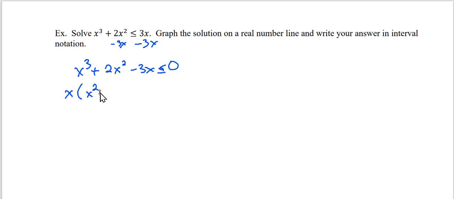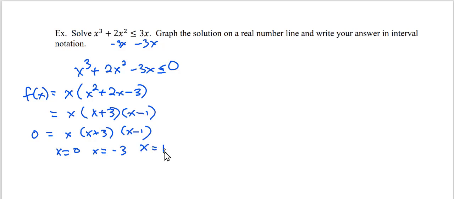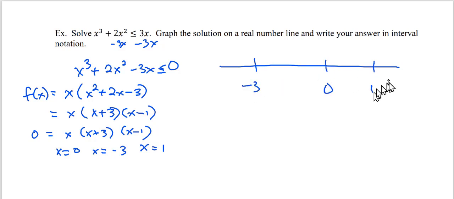Let's focus on factoring this. I hope this factors. Let's call this f of x that we're working on here. And that will be x times, it does factor, x plus 3 times x minus 1. When I set that equal to 0, I will get x equals 0, x equals negative 3, and x equals 1. So let's put those on a number line. Negative 3 is the smallest, 0, and 1.